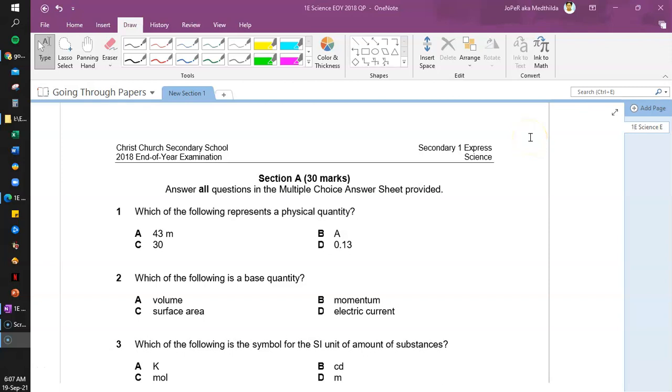Okay, we're going to go through the 2018 end of year paper for Sec 1 Express. So let's start with question 1. Which of the following represents a physical quantity?